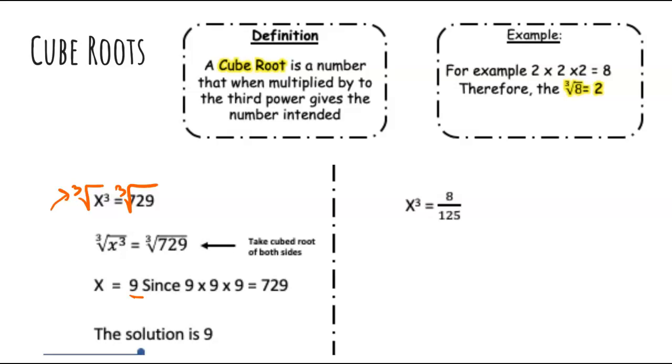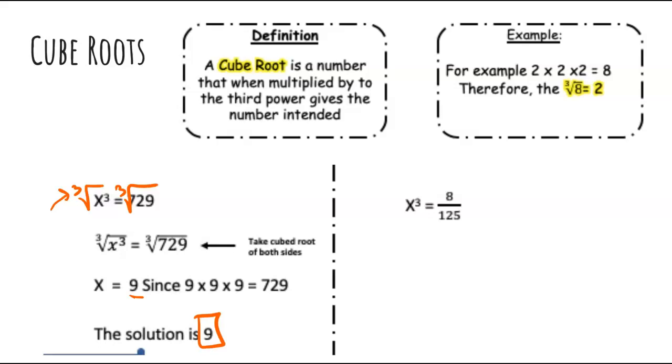The reason why it's not positive and negative 9 is because if I do a negative times a negative, I get a positive. But then the third time I multiply a negative, it brings the number to a negative. And we're not looking for negative 729. We're looking for positive 729. So I have one solution when I'm cubing the number. Let's take a look at another example.